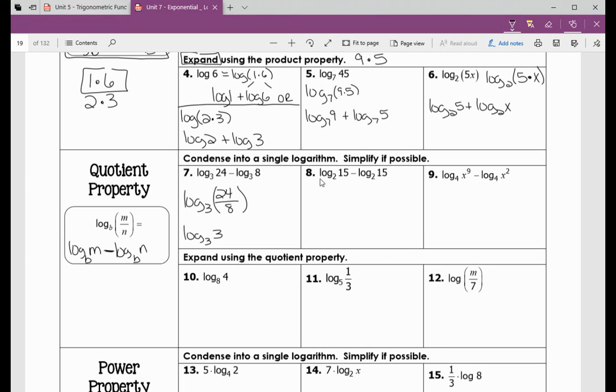In number 8, I have a log base 2 minus a log base 2. So that allows me to write 1 log base 2 with a fraction behind it. So I'm going to have 15 divided by 15. And that, of course, reduces down to 1.